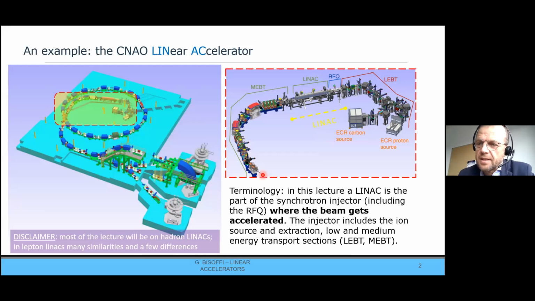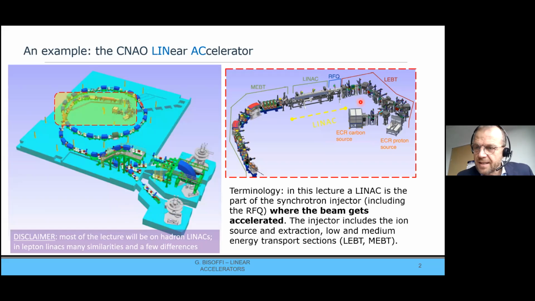So talking about LINAC, I have to make a disclaimer first of all. Most of the lecture will be on hadron LINACs, also because it is related to this application of hadron therapy, as the school is. Lepton LINACs have many similarities, so most of the things that I will talk about can be applied to electron LINACs as well, but also a few very important differences, which I will highlight very quickly afterwards. So here you see not the Heidelberg hadron therapy machine, but the CNAO hadron therapy machine in Pavia, which Marco Pullia will tell more about in the course of this week.